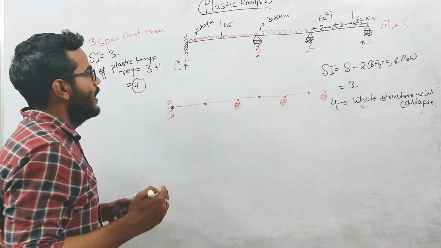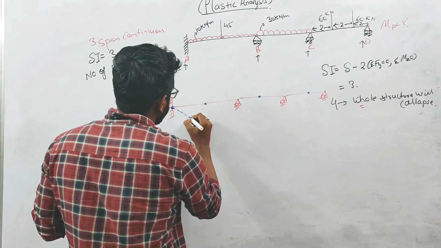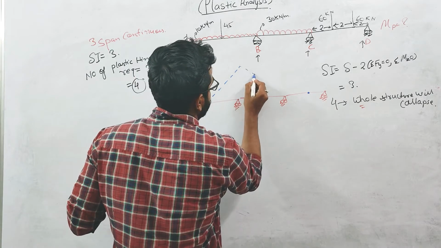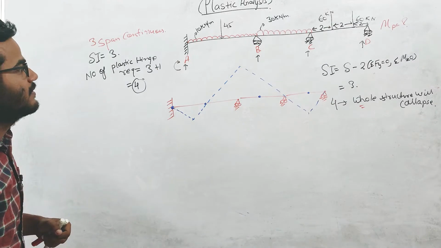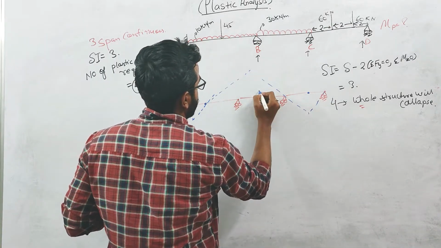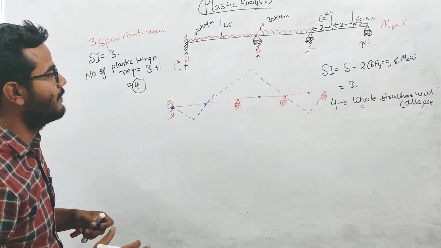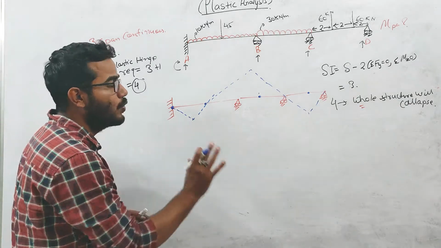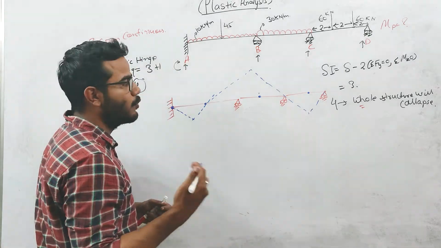Here you can see that 4 plastic hinges are formed, and during the collapse this beam will deflect like this. This is the deflection during the collapse, so you can see that the whole structure is collapsing. So 4 plastic hinges are required for complete collapse of the structure.